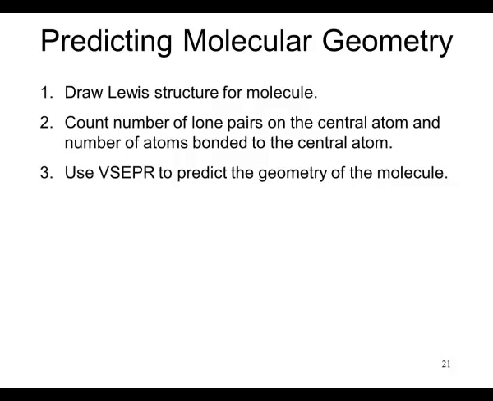How do you predict the molecular geometry? First, draw the Lewis structure for the molecule. Count the number of lone pairs on the central atom and the number of atoms bonded to the central atom, and then use VSEPR to predict the geometry of the molecule.